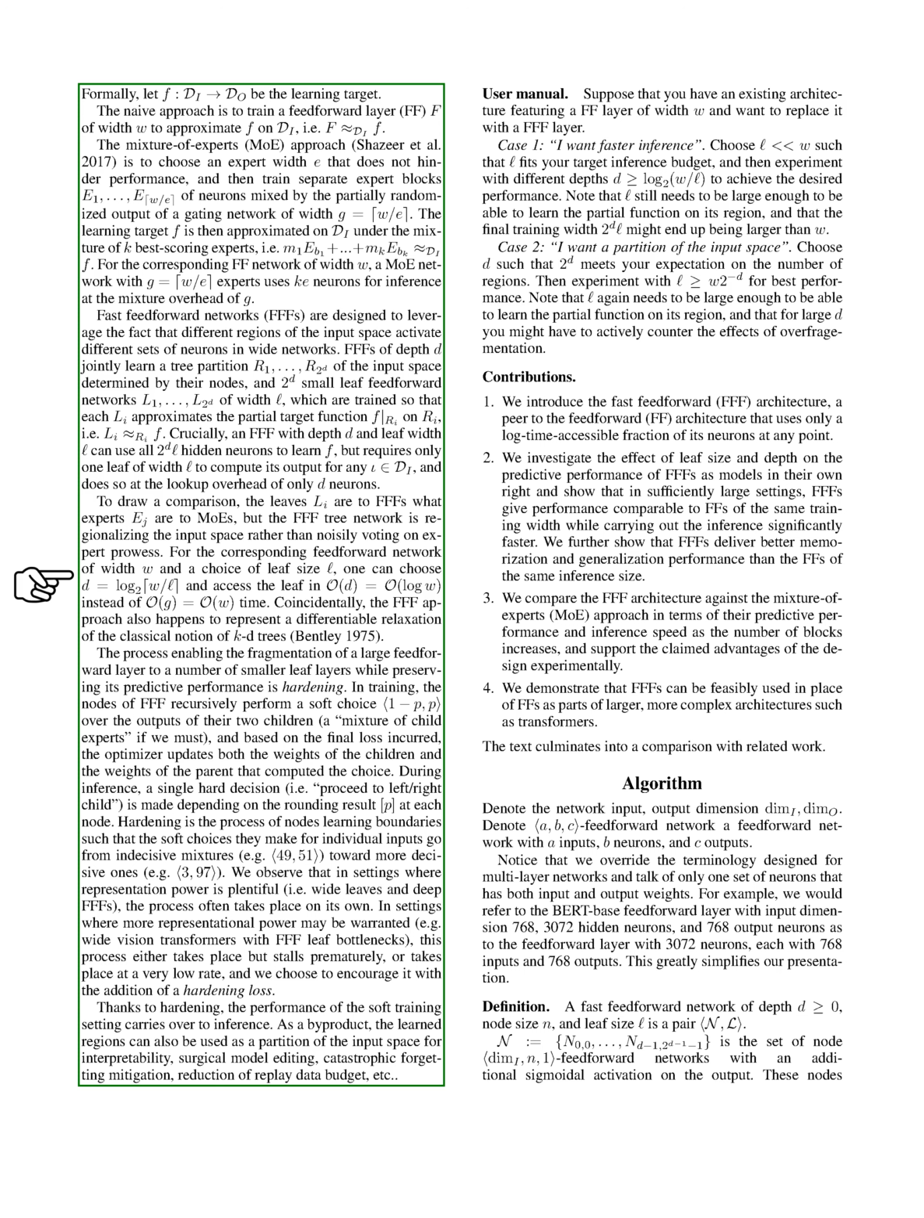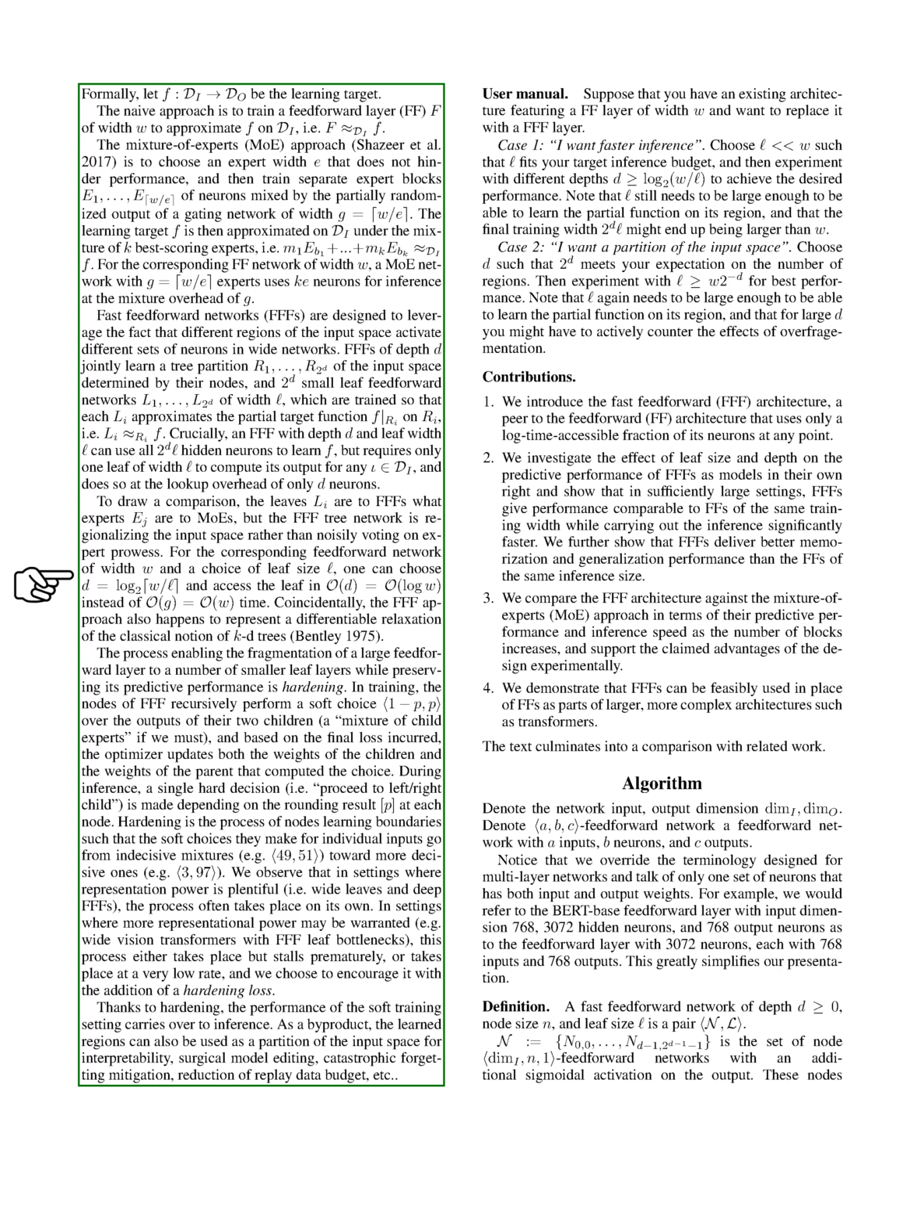The process that allows a large feedforward layer to be broken down into a number of smaller leaf layers while maintaining its predictive performance is called hardening. During training, the nodes of FFF perform a soft choice over the outputs of their two children, and based on the final loss incurred, the optimizer updates both the weights of the children and the weights of the parent that computed the choice. During inference, a single hard decision is made at each node depending on the rounding result.